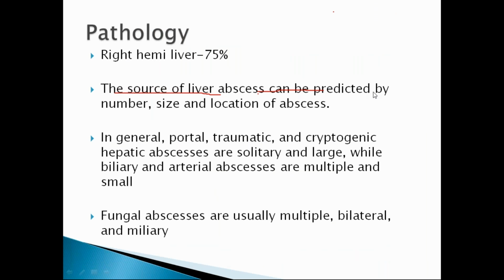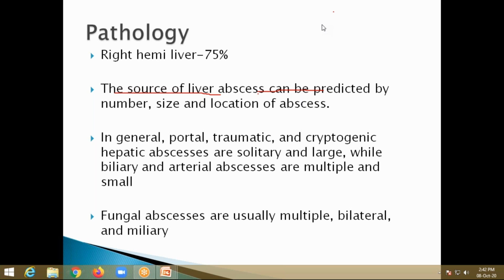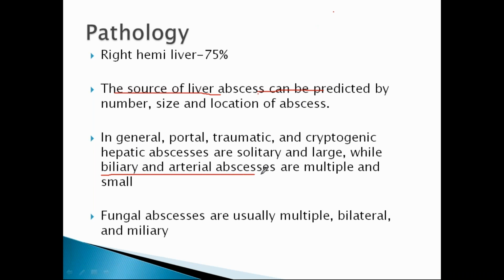The source can be predicted by number, size, and location. If it is a biliary pathology, usually it is a single large one. If it is portal, traumatic, or cryptogenic, usually solitary and large, while biliary and arterial abscesses are multiple. Fungal is also usually multiple, bilateral, and miliary. I think you people know what miliary means. Miliary means multiple dot-like lesions.